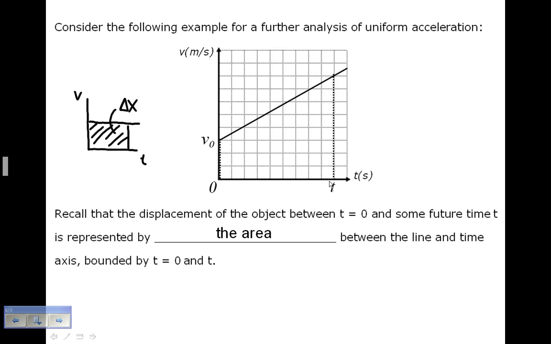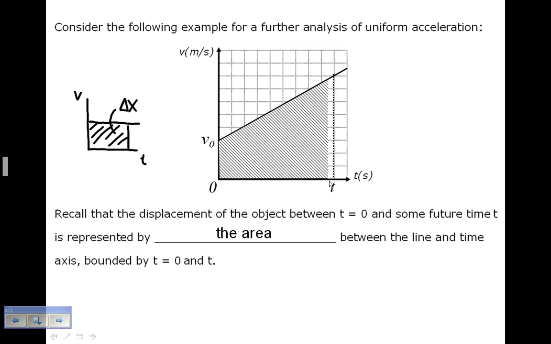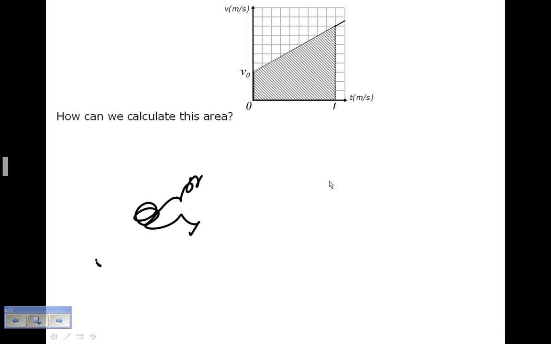So I bound that area and shade it. If I can find the area of that shaded region, I've also found the displacement. Okay, so working through that, you might think, well, how am I going to find the area there?